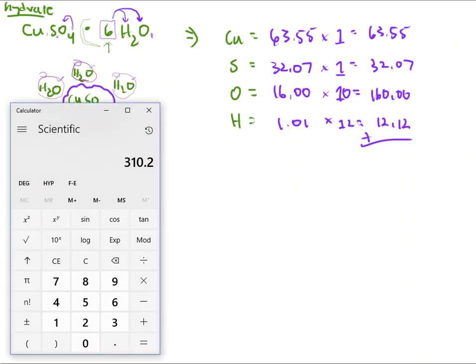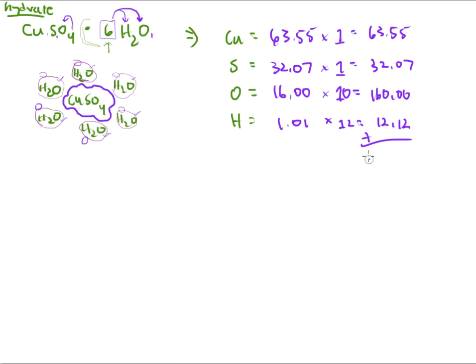So now I'm going to take my calculator and I'm going to add them all up. So 63.55, 32.07, 160, and 12.12 gives me a total of 267.74. 267.74 grams per mole. All right? So that's how we do formula weights. That's how we do formula weights for simple compounds. That's how we do them with compounds that have parentheses. That's how we do them with hydrates, that have water that's associated with them.